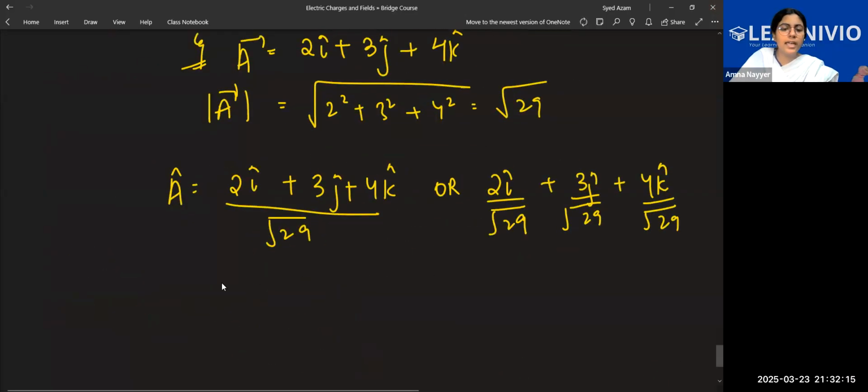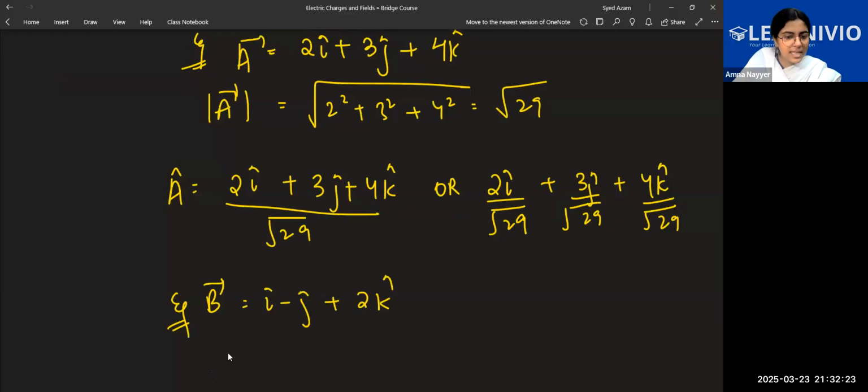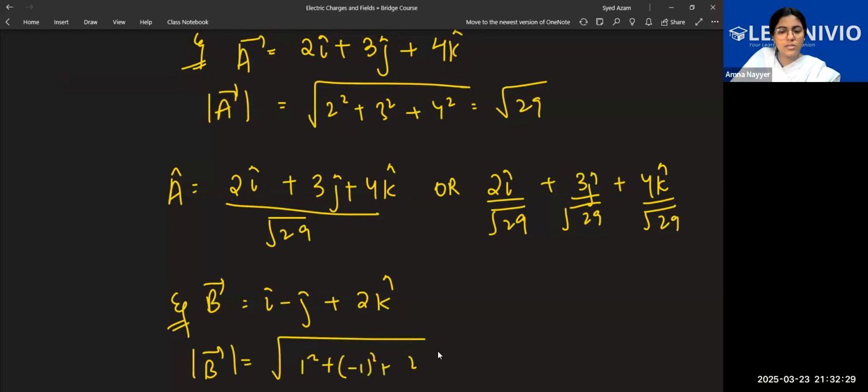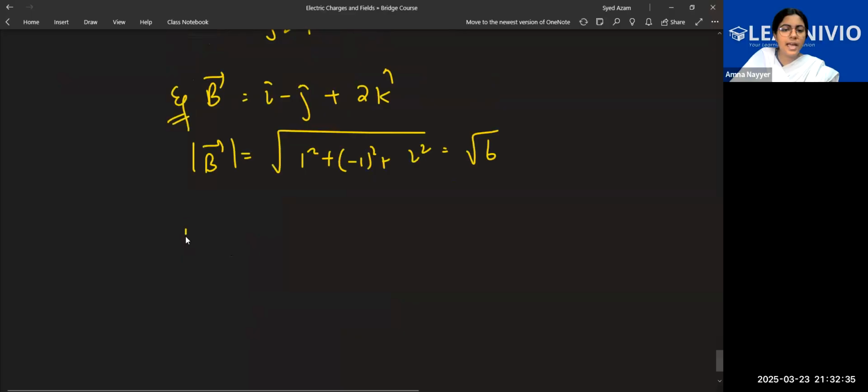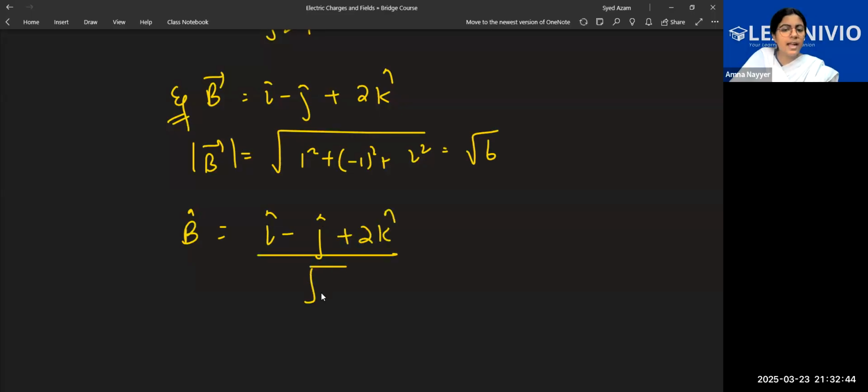So if I have the vector, let's take this example, i cap minus j cap plus 2k cap. First step is that I will find its magnitude. That is root 1 square plus minus 1 square plus 2 square, which is root 6. And then for the unit vector, which is b cap, I will take the vector as it is, i cap minus j cap plus 2k cap, and I'll divide it by root 6.